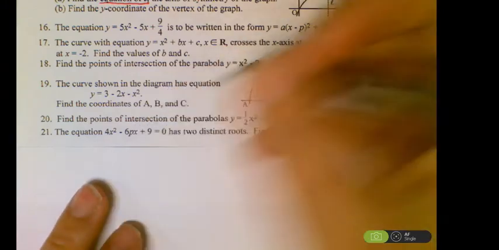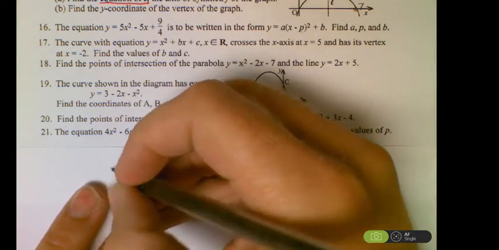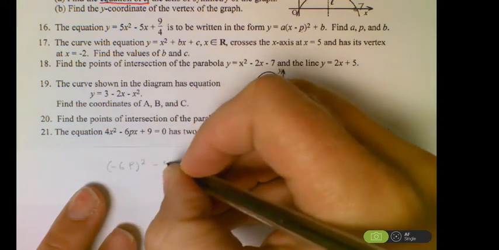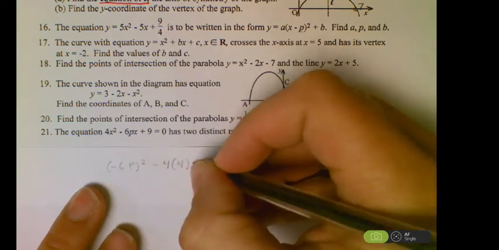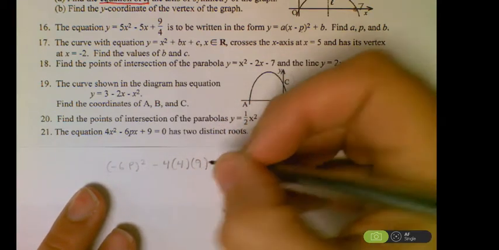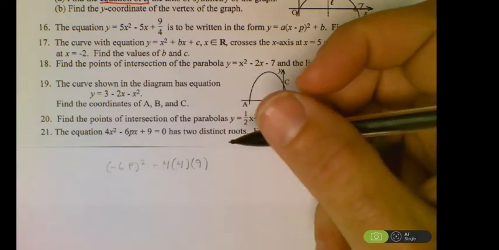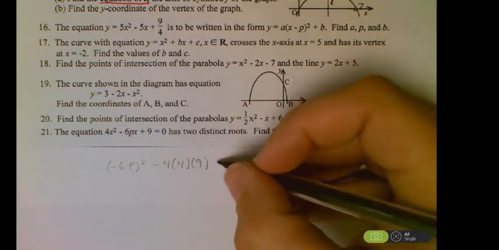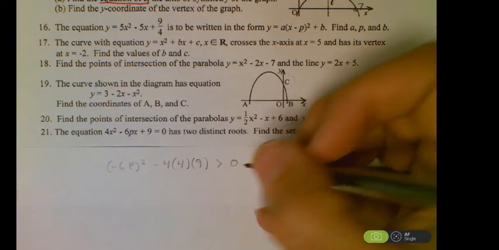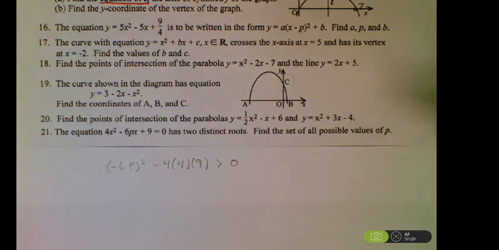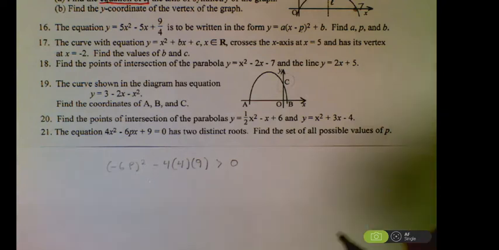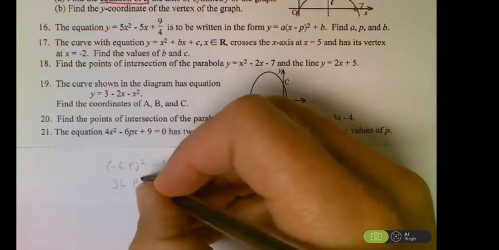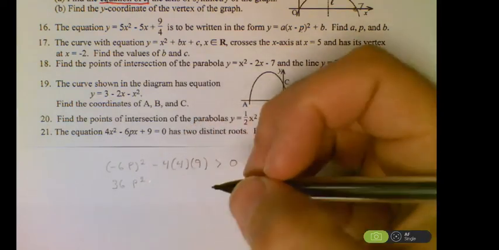We're still using the discriminant, so I'm still going to do b squared minus 4 times a times c. And in this case, if we have two distinct roots, then this is a case if I have 2 solutions that my discriminant is positive. So it's got to be greater than 0 in order for that to be true. And these would have to be real solutions as well for this to be true. So based on that, if we started solving, so we'd be looking at 36p squared minus 16 times 9, which is 144.